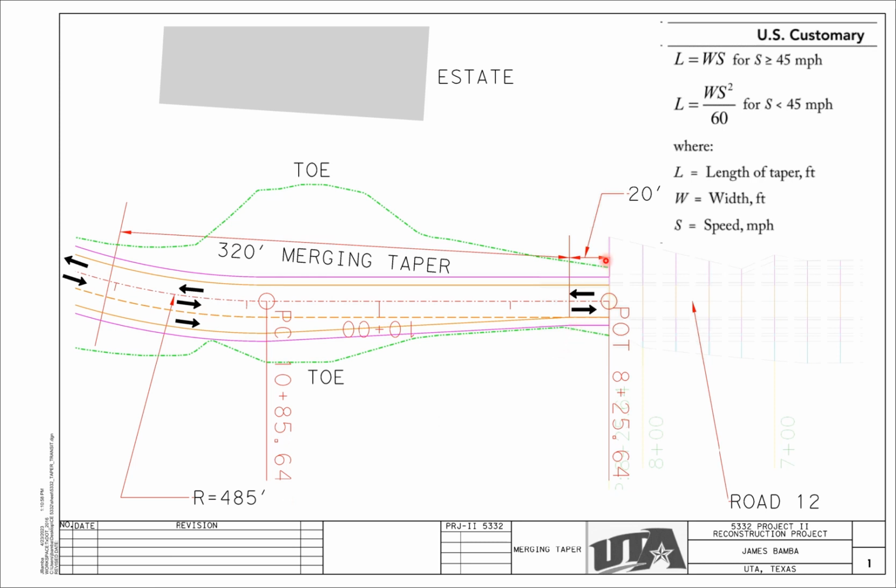I made sure also that our road 12 is not impacted, and that I have at least 20 feet of buffer before the taper ends. So you can see the 20 foot buffer here before the taper ends, and the extra 320 matching taper.